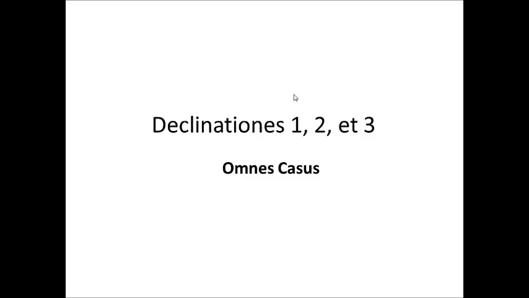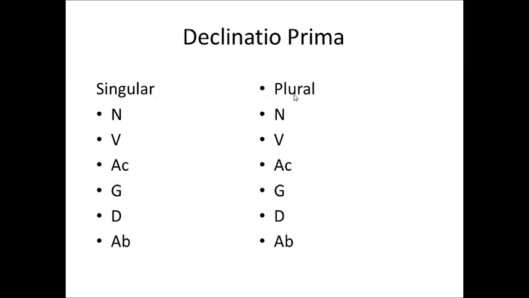So we're going to learn about the first three declensions in all cases. Let's just do a quick run through of what each of the cases does. Our nominative is generally our subject of the sentence. Our vocatives are if we call something. So if I call you, I would use your vocative form.